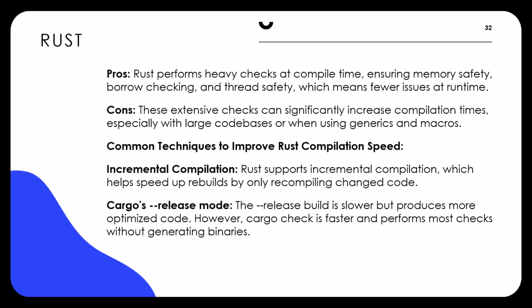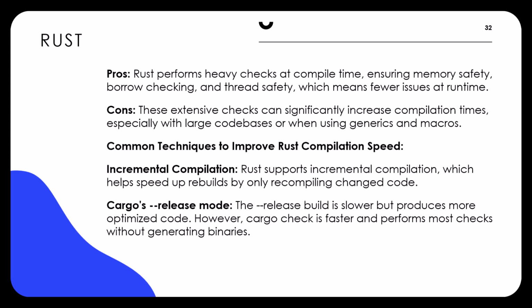Rust's compile-time checks mean it's often slower to compile, especially for complex projects. Incremental compilation can help here, and Rust offers a --release mode for optimized binaries, though it still tends to compile slower than C++.